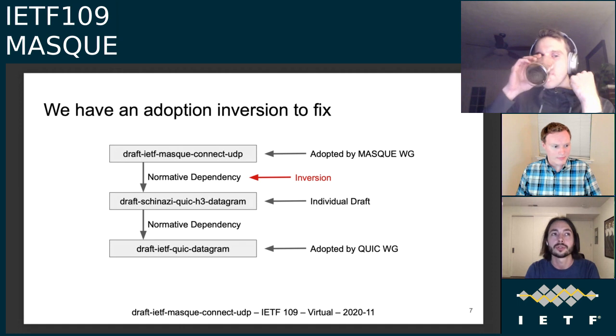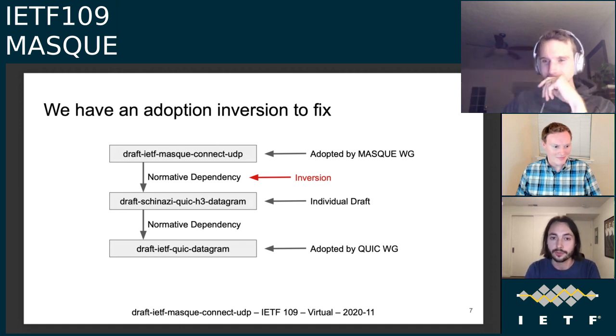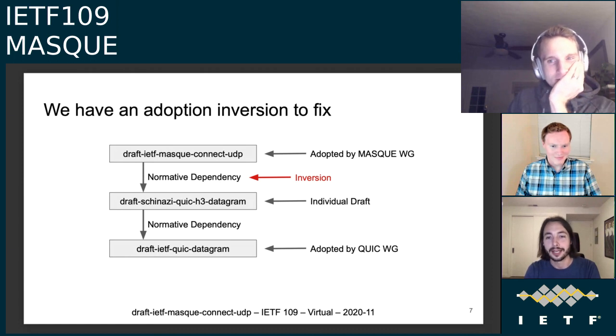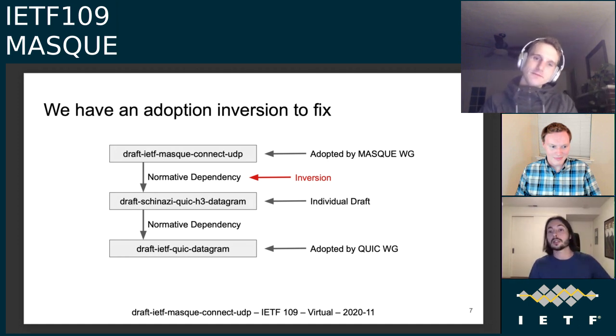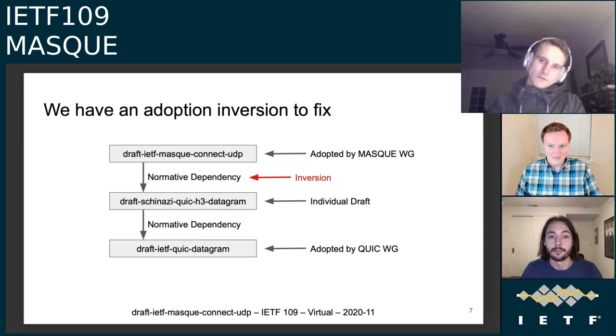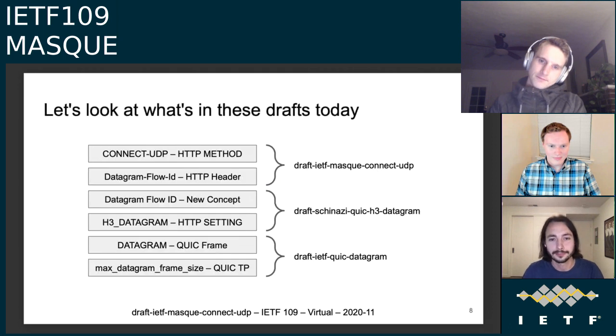The problem is you need something to define how you use datagram frames with HTTP/3. And that is currently an individual draft of mine, and that's not good, right? We're not going to be able to publish Connect UDP this way. Let's talk about how we can resolve this. Next slide, please.